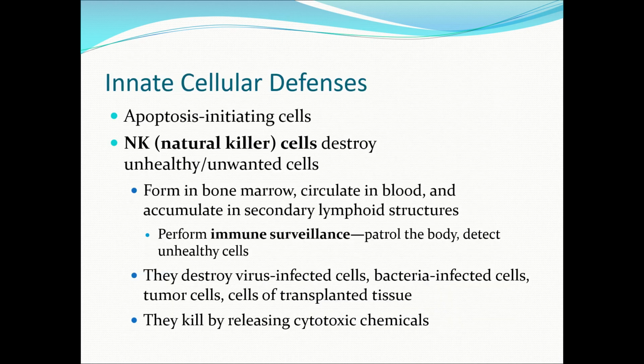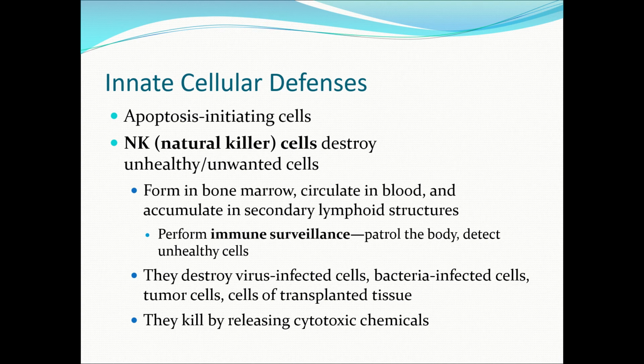Other cellular defenses include apoptosis initiating cells. NK, or natural killer cells, destroy unhealthy or unwanted cells. They form in the bone marrow, circulate in blood, and accumulate in secondary lymphoid structures. They perform immune surveillance in that they patrol the body and detect unhealthy cells.